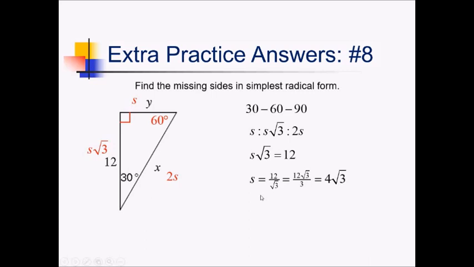Now to find the value of the actual sides, let's look at x first. I'll just go alphabetically. X is equivalent to 2s, whatever s is. So that means x is equal to 2 times this 4 radical 3. So x then must equal 8 radical 3. Now for y up here, y is equivalent to s that we labeled it with. So if y equals s, then y just equals this 4 radical 3 that we found earlier.